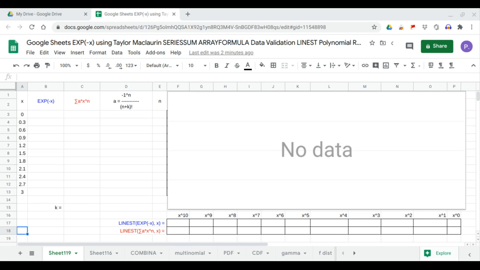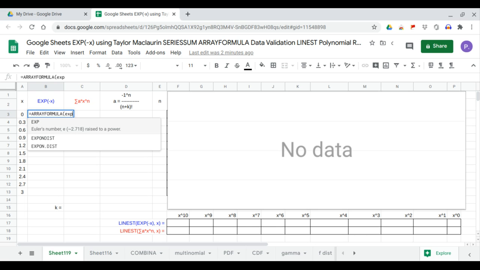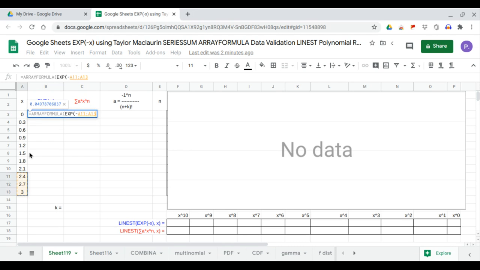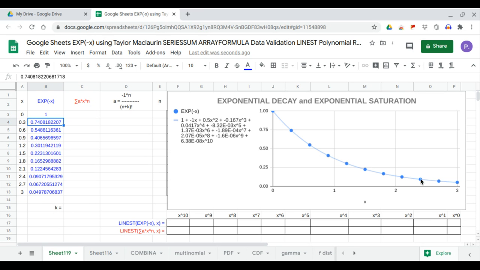In this video, we'll generate the dataset trend line of exponential decay and exponential saturation models. So first, to begin with the exponential decay. Array formula, exponent minus x, so that's decay, so negative x. And here's the decay model.